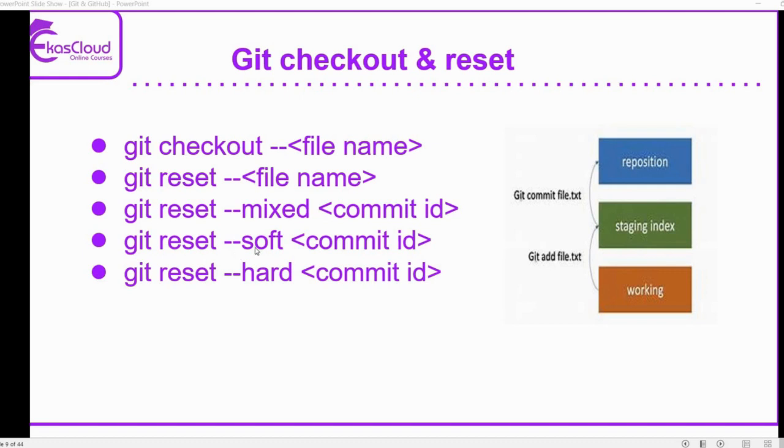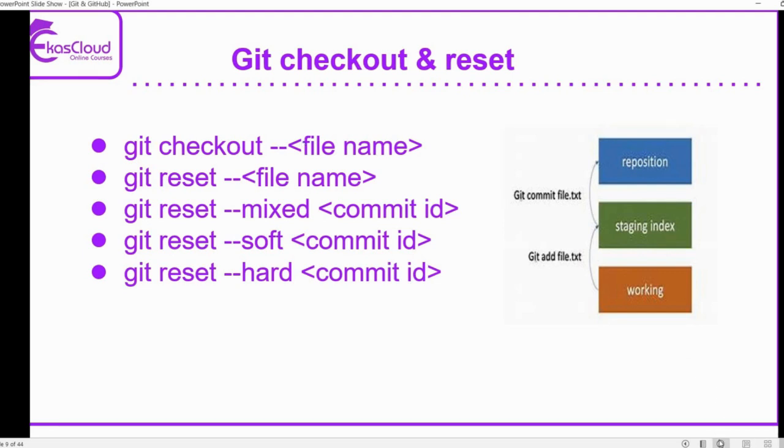Next command is git reset --soft. If you already have one commit, you can use this command. It will create changes only in the local repository. It does not create changes in the staging area and working directory. So that is git reset soft. And another one is git reset hard. This one is called a dangerous command. If you use this command, the entire file will be deleted in all three stages. So these are the commands in git checkout and reset.